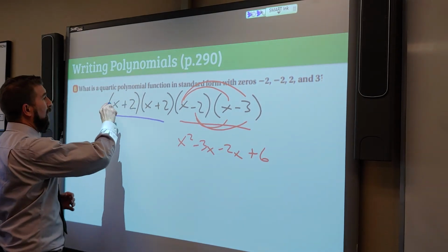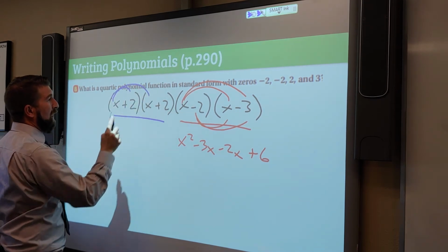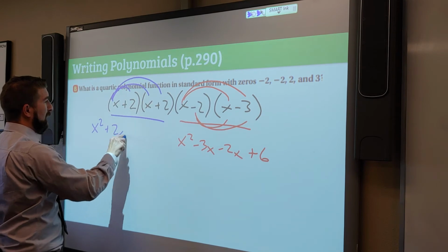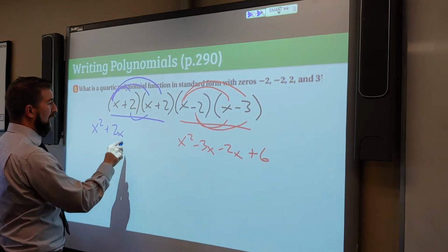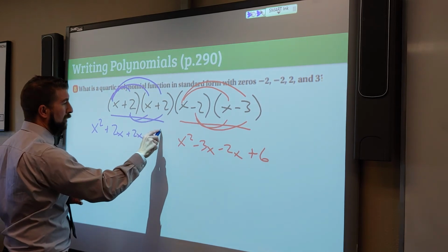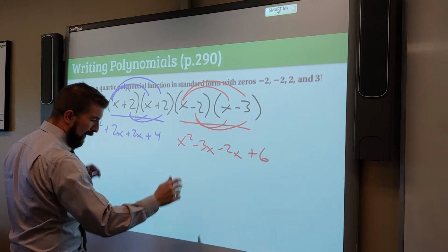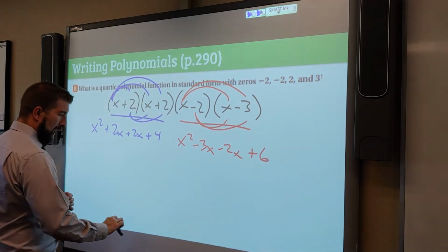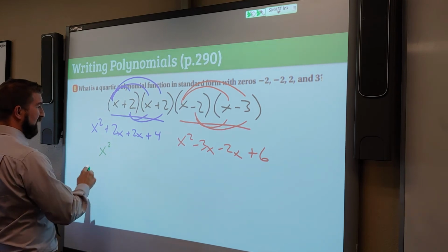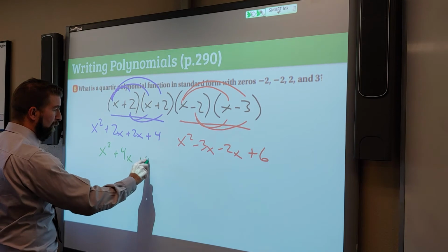Then, x times x is x squared. X times 2, 2x. 2 times x, 2x. 2 times 2, positive 4. Now, I'm not going to combine terms here. I'm going to simplify. And I'm going to put this one in green. So the x squared stays the same. This becomes 4x. This becomes 4.